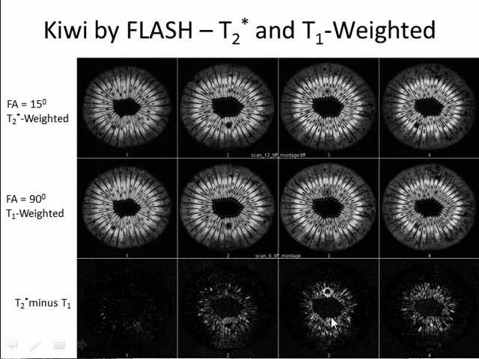So you can see that there's something going on in the T2 star weighted image here. Since they're brighter, you lose that signal in the T1 weighted image.